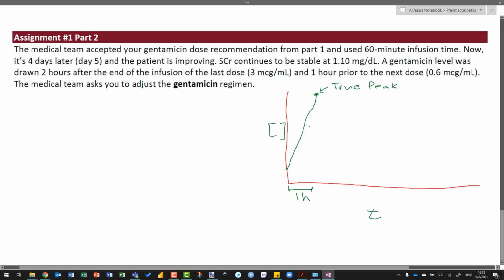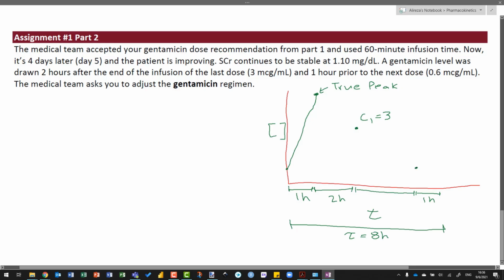And then they're saying that this level was 2 hours after the end of infusion. So it's a 1 hour infusion, and the level that we have is basically 2 hours later. So it's 2 hours later, and this happens to be somewhere here, and we'll call this the concentration 1, which was 3. And then it said 1 hour prior to the next dose. So let's say 1 hour before the next dose. So this whole thing is 8 hours, right? Because our tau is 8 hours. So the time for the next dose is right here.